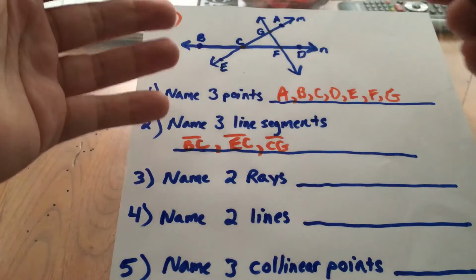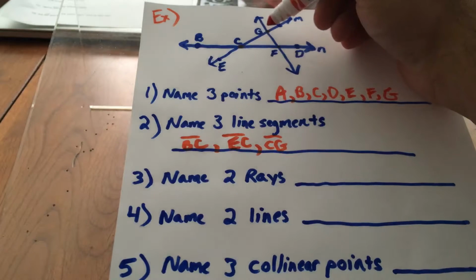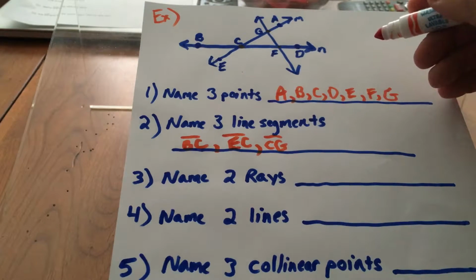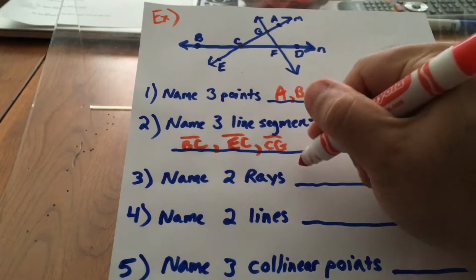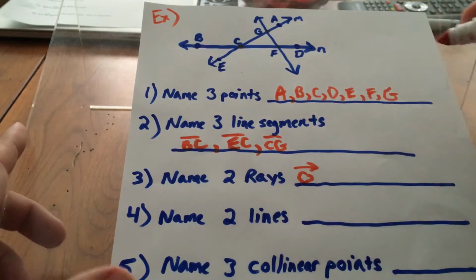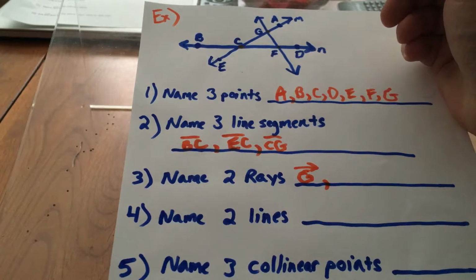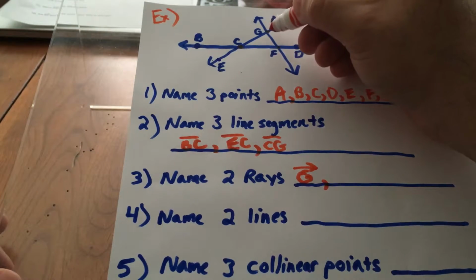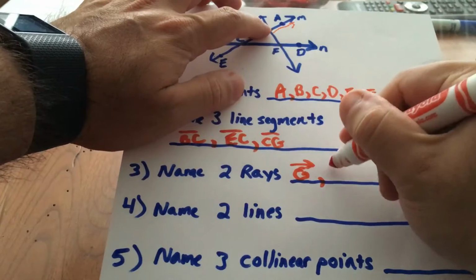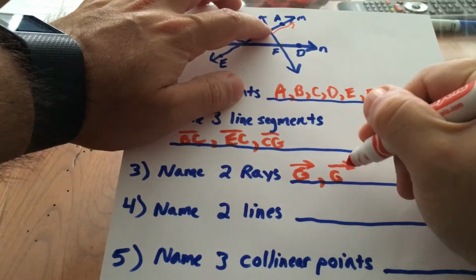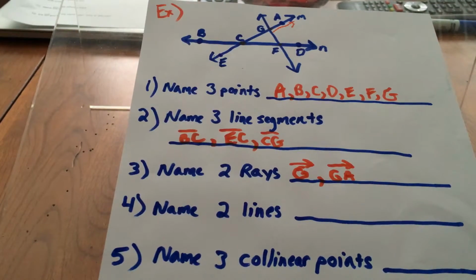It says name 2 rays, and there are several rays on this paper. Basically, if you look at any arrow pointing in one direction, you go back to a terminating point, you can call that a ray. So up here, notice if you look at this top part, starting with G and going in that direction, you could say ray G. Another way you could write a ray is with 2 letters. So if I wanted to denote this part here going in this direction, I could start with G, and then whatever point is in that direction, ray GA. So there's a couple of different ways you can write that.